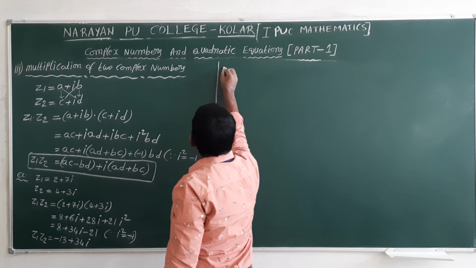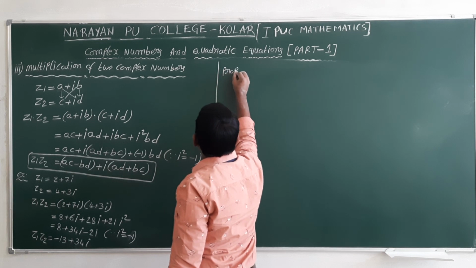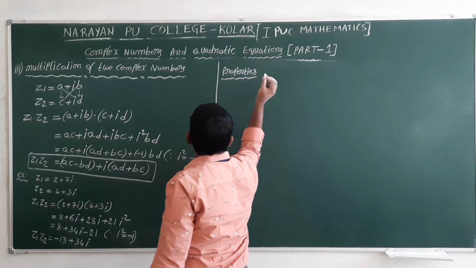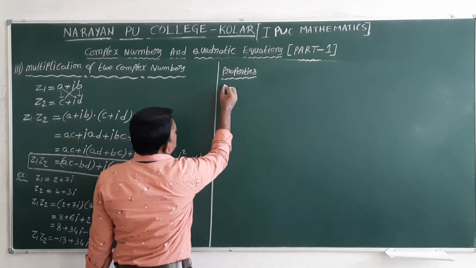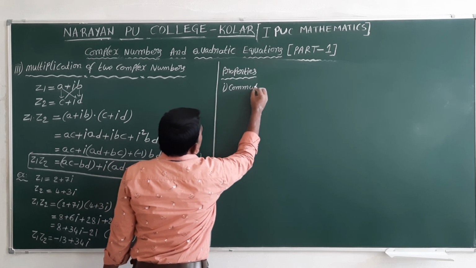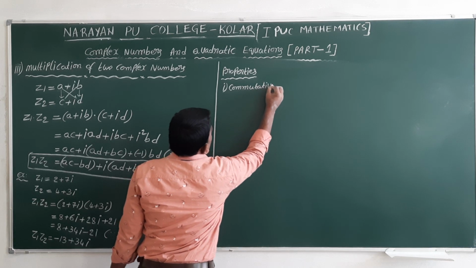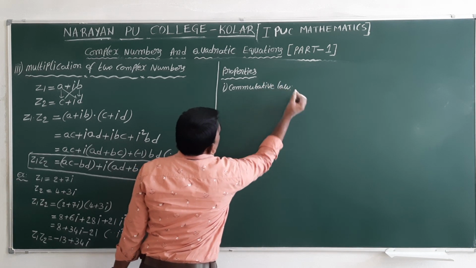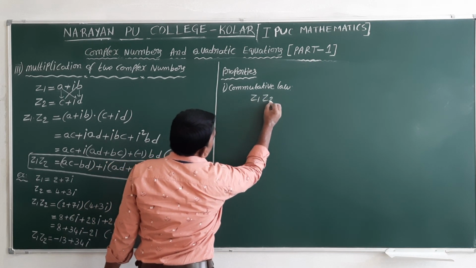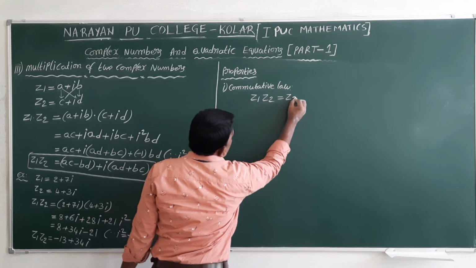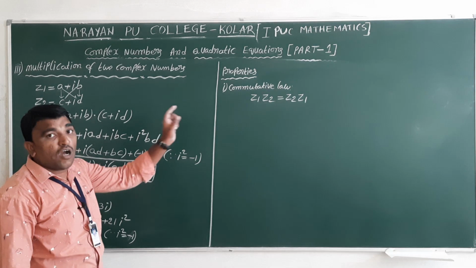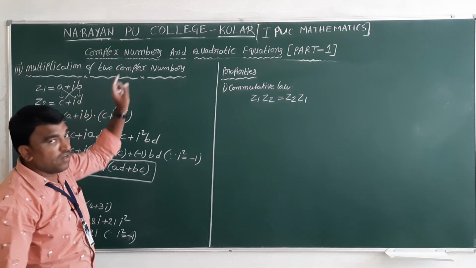Properties of multiplication of complex numbers. In multiplication some properties are there. So first one, commutative law. Let us take two complex numbers z1 and z2. So z1 z2 equal to z2 z1. This is the commutative law of multiplication of two complex numbers.